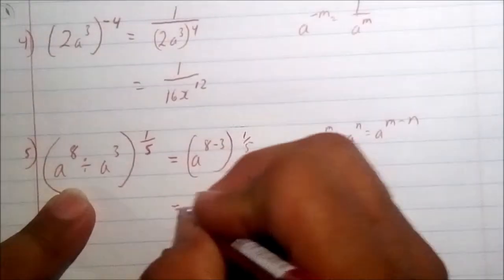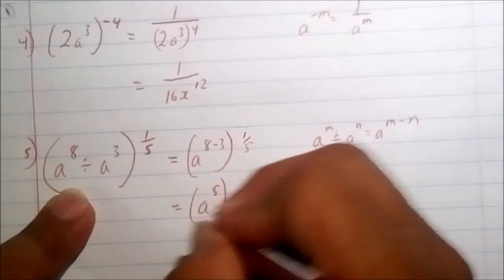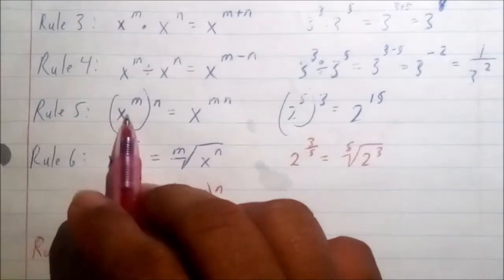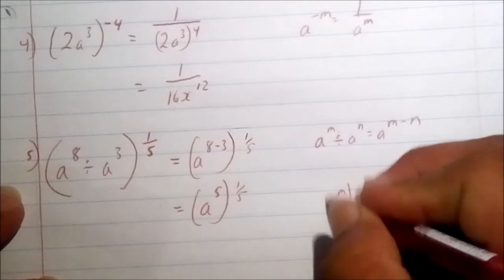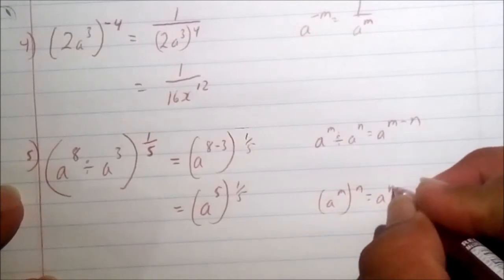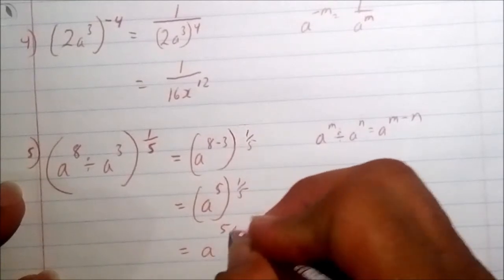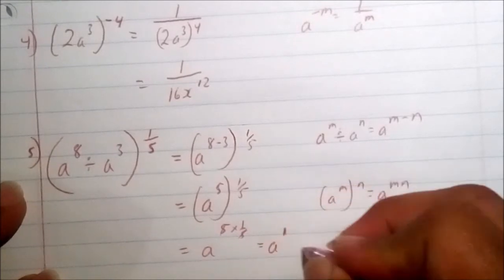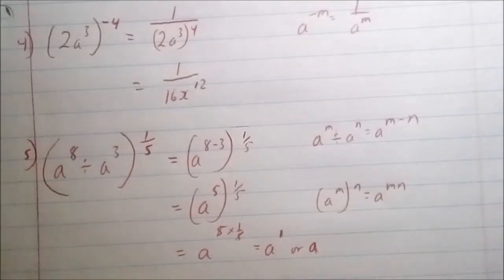Okay, this now gives me 8 minus 3, which gives me 5, to the 1/5 power. And now we can recall this other law. This is the law that we will be using, which is a base raised to a power raised to another power. We'll keep the base and simply multiply their powers. So we multiply their powers here: 5 times 1/5. The 5s will cancel out, giving me a to the first, or simply a, and those two would be correct.